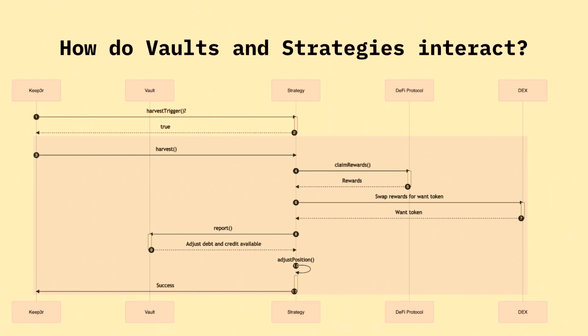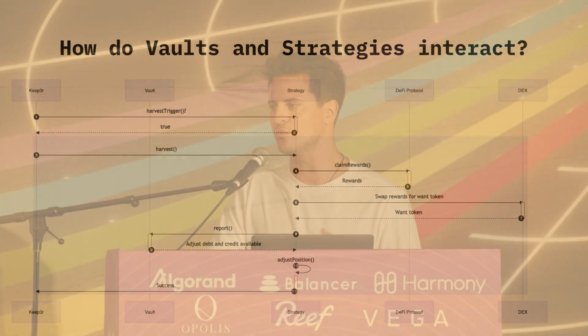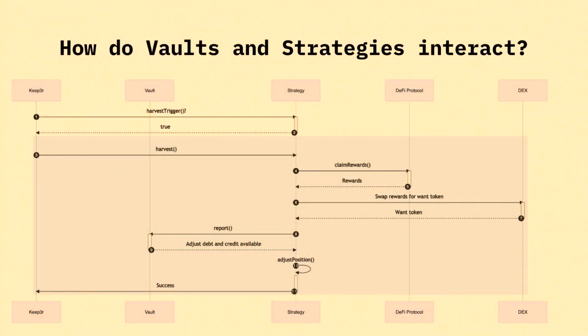When it happens, what the strategy has to do is to claim the rewards and swap them. That's it. It's going to receive the want token. It's going to send a report to the vault because the strategy has to inform the vault what's going on with the underlying protocol to change the price per share. It's going to adjust the credits available, and this is an important concept. The strategies are taken like a loan, so we call it debt. The strategy has a debt with the vault that it has to return at some point, okay? That's just conceptual. Then it's going to adjust position. We're going to see what that does afterwards, and send a success to the keeper. And that's it.